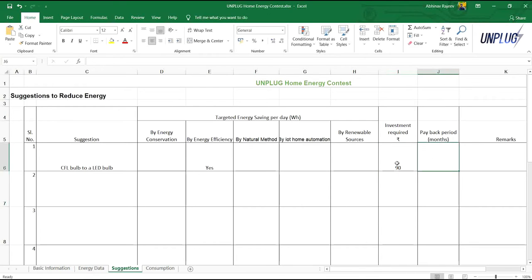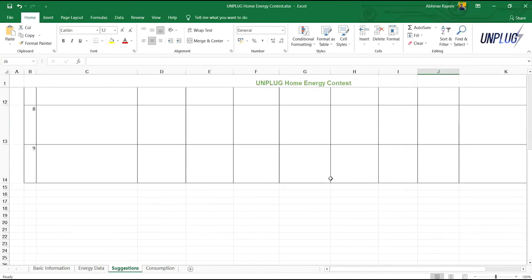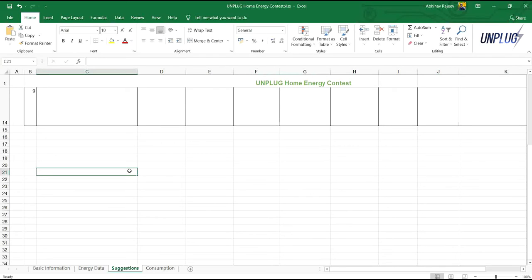So what is the payback period? You have to look at that, right? So before that, we'll see what is the wattage of a CFL and the wattage of an LED, right? We'll go through the two one.